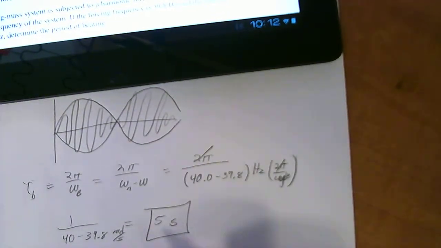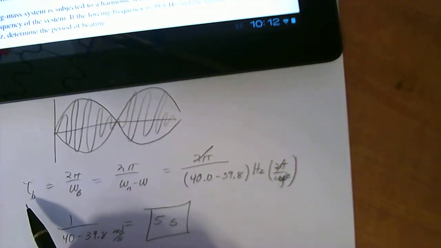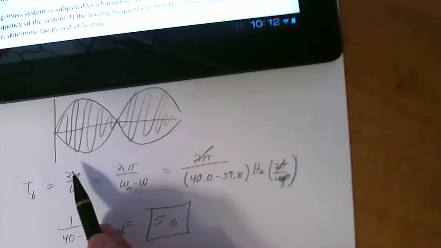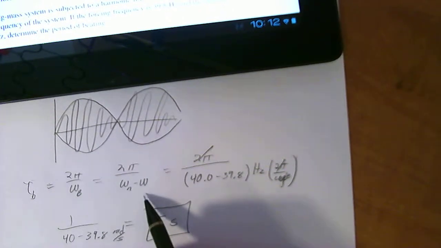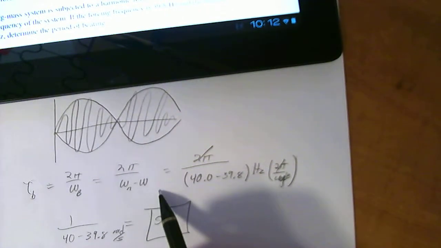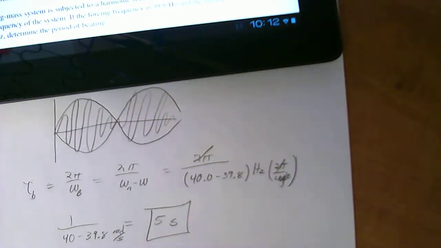So mainly this was just an outline to remind you of the period. You take the period, which is 2 pi divided by the frequency that you're looking for, and the frequency of beating is the natural frequency minus the frequency of the forcing function. So that's all you have to do. That's a pretty quick, easy problem.